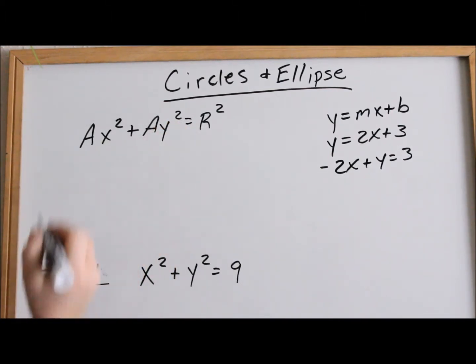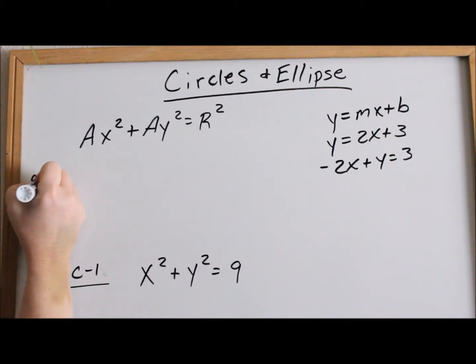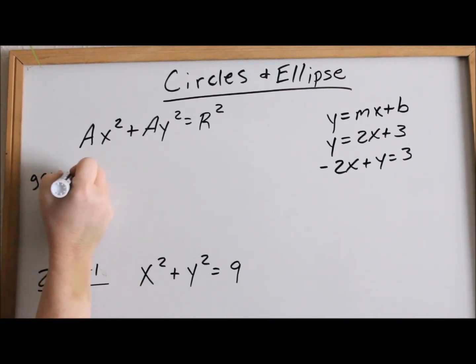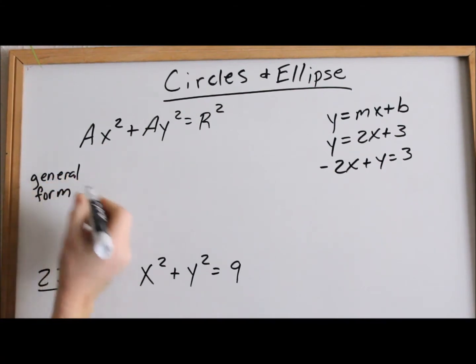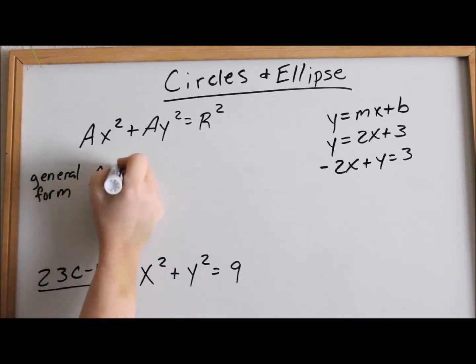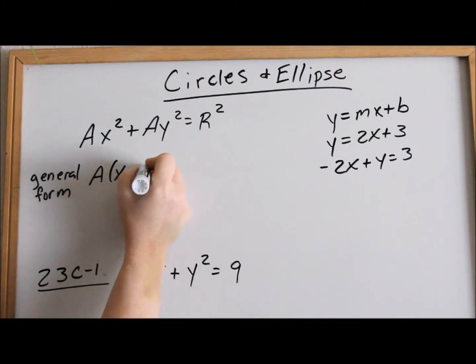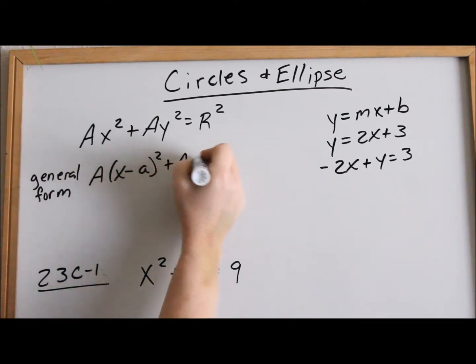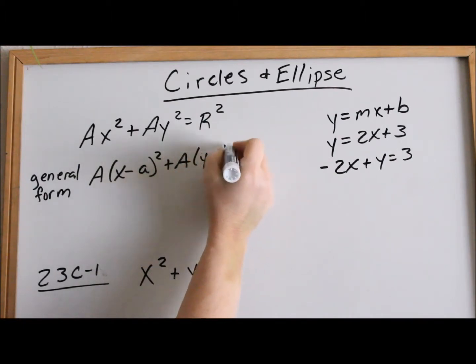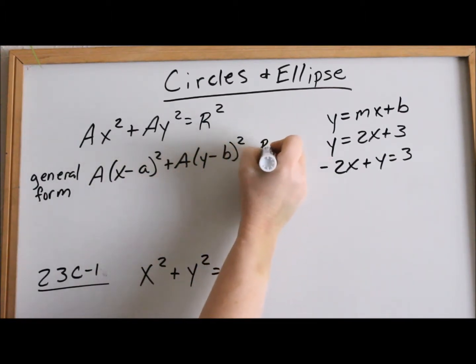So in an expanded or longer form, the general form for a circle is (x minus lowercase a) squared plus capital A (y minus lowercase b) squared equals r squared.